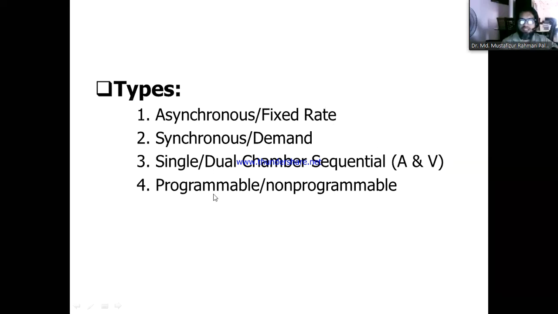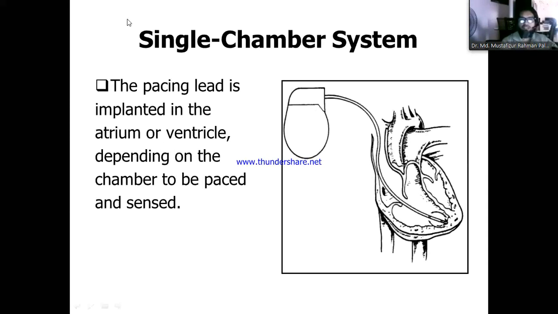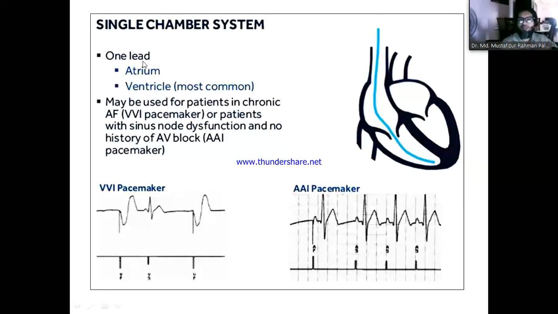The main types are single and dual chamber. At first we will see what the single and dual chamber pacemakers are. The single chamber pacemaker is very simple. There is one pacing lead, in the atrium or in the ventricle. So the pacing will occur in one chamber, and sensing is also by that one chamber. It is the single chamber pacemaker, with one lead in the atrium or in the ventricle. It is usually placed in the ventricle; in very rare situations we implant only an atrial lead.